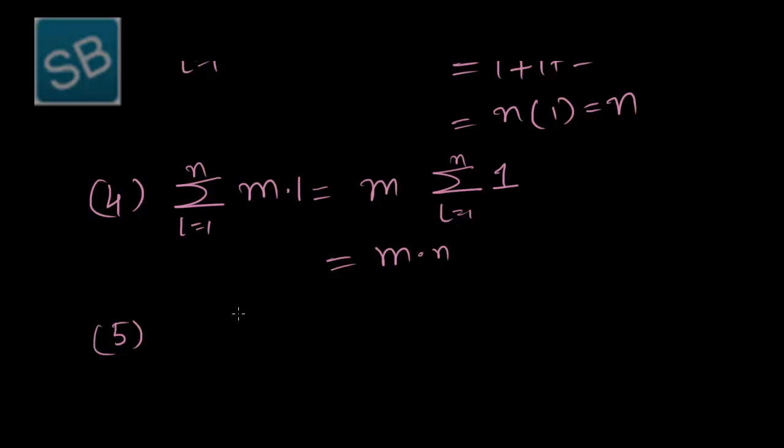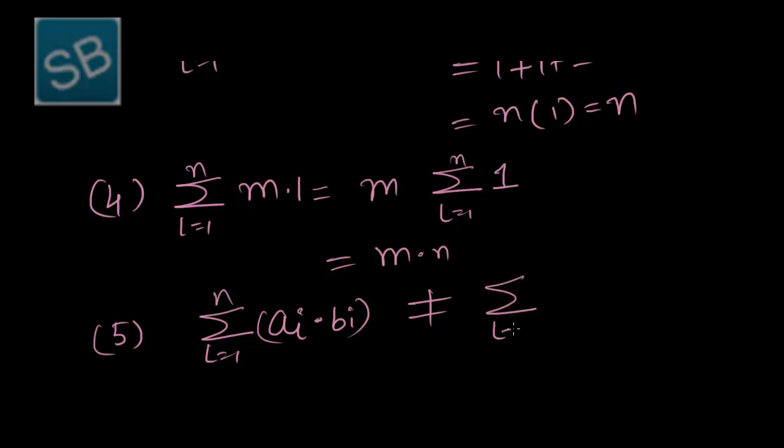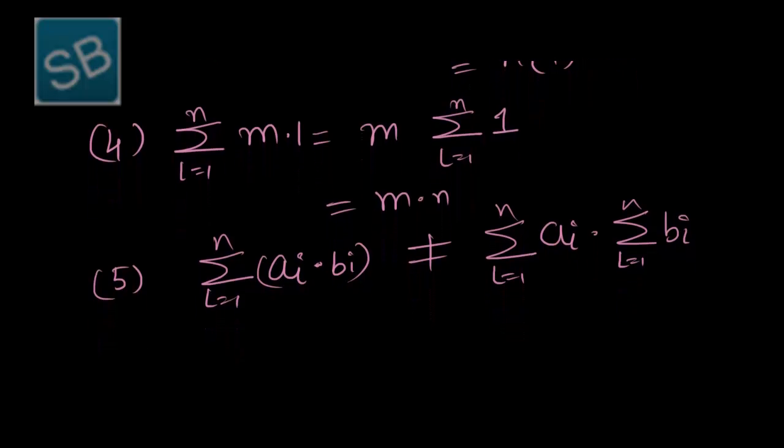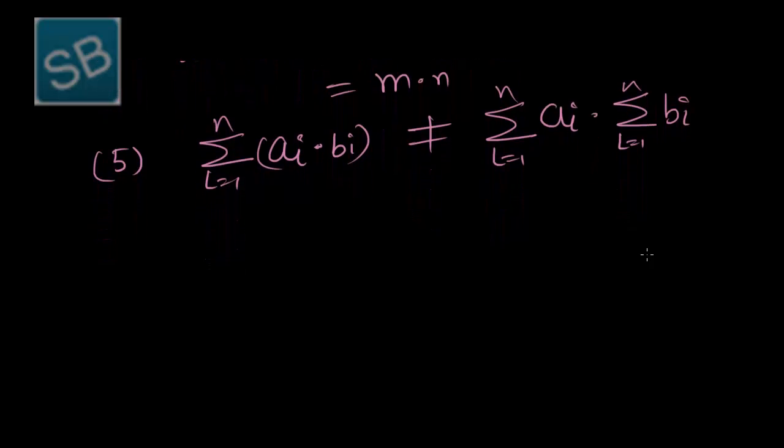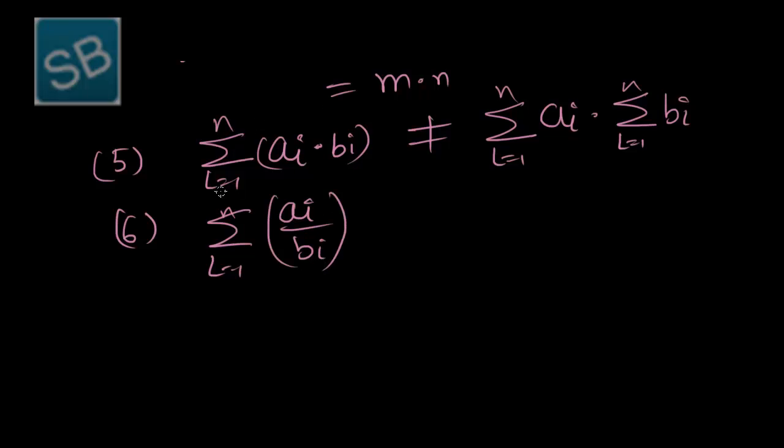The fifth is sigma i from 1 to n of the product of two series is not equal to the individual product of the two series. Sum is okay, but product is not okay. Now the sixth property is sigma i from 1 to n of ai over bi, that is a quotient.